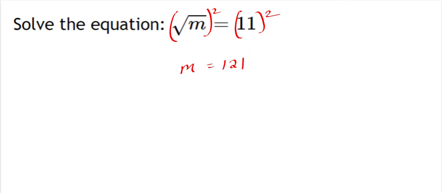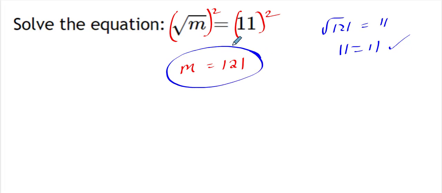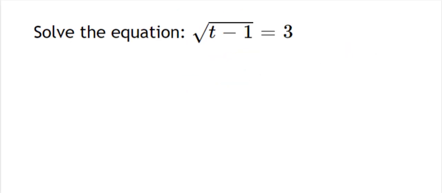Now, I've got to check it, meaning I need to put this underneath the radical, substitute back in for m. That checks out. So 121 is a viable solution, okay? If this over here did not check out, then we would have what is called an extraneous root, even though we solved for it, okay? Now, let's do another. All right, so pause here and let's see what you can do, okay?